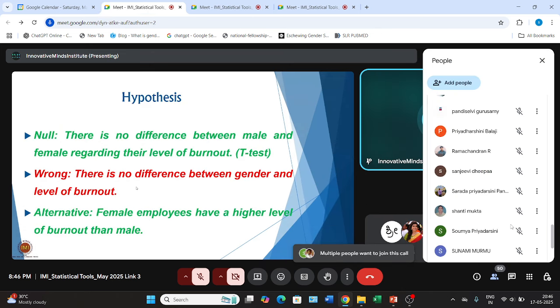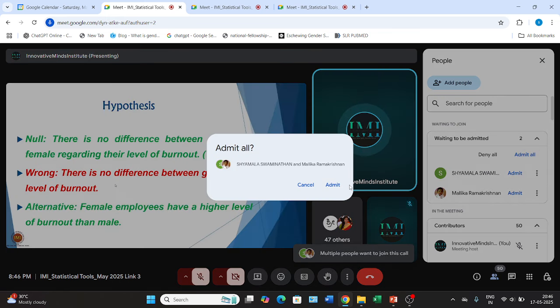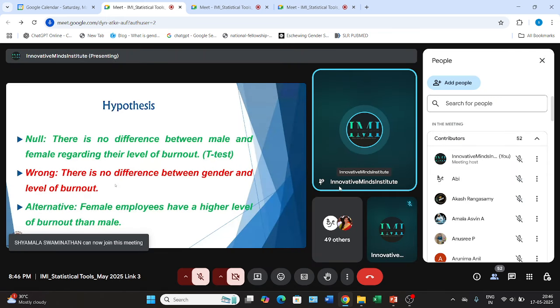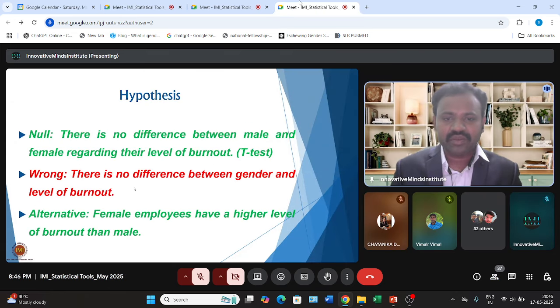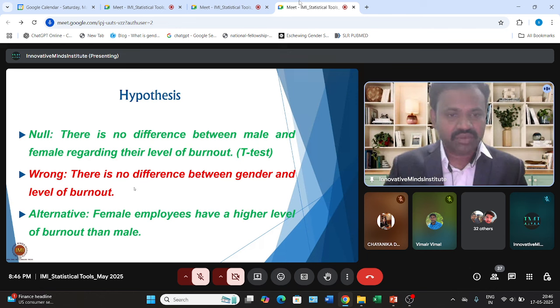Or another way, alternative hypothesis: female employees have a higher level of burnout than the male. You can write this way also. Another method, instead of female, you can put male. Male employees have a higher level of burnout than the female. See, there are different methods, but this is the basic skeleton, and it is the same. You can put it in different ways, right?